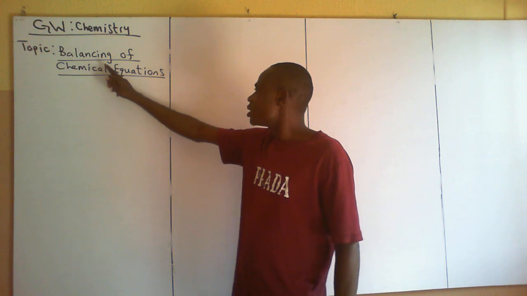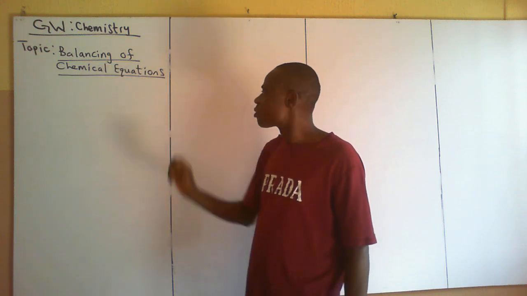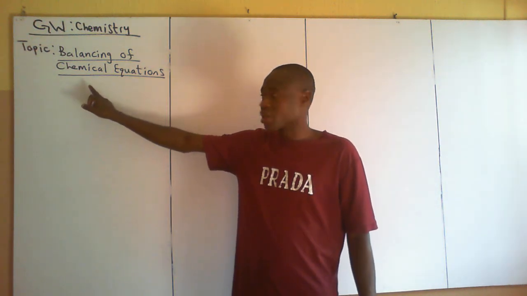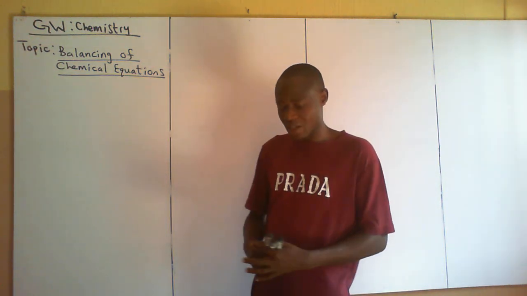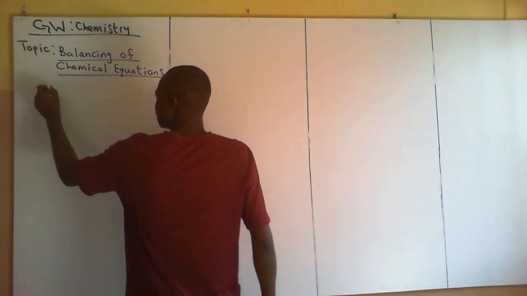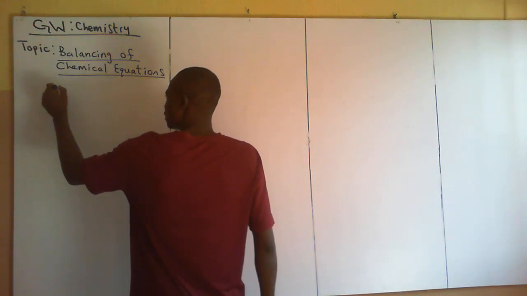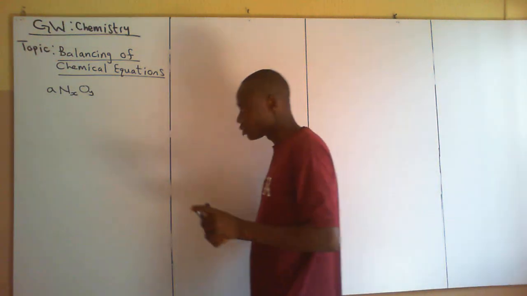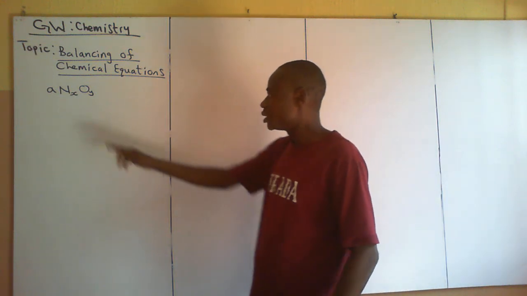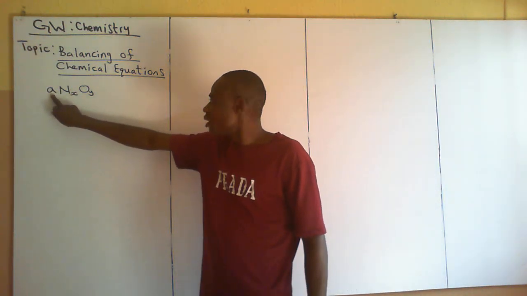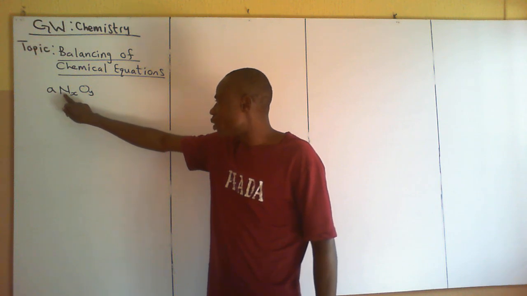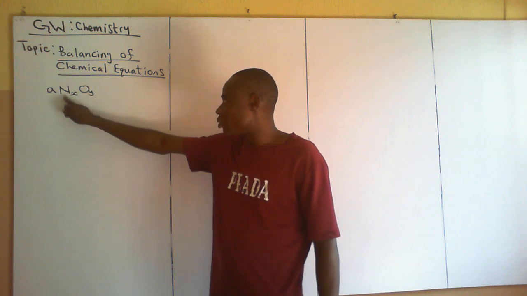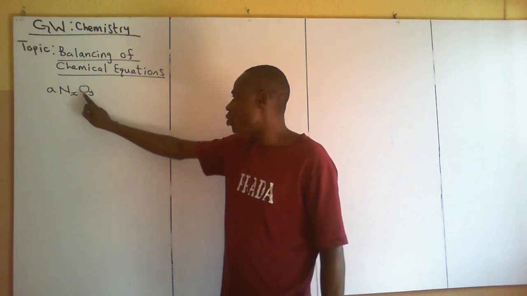Today's topic is balancing of chemical equations. In balancing of chemical equations, we are going to consider subscripts and integers. Take a look at this. If you look at this integer A, it is for the two atoms, the two elements N and O, while this X is for N alone, and Y is for O alone.